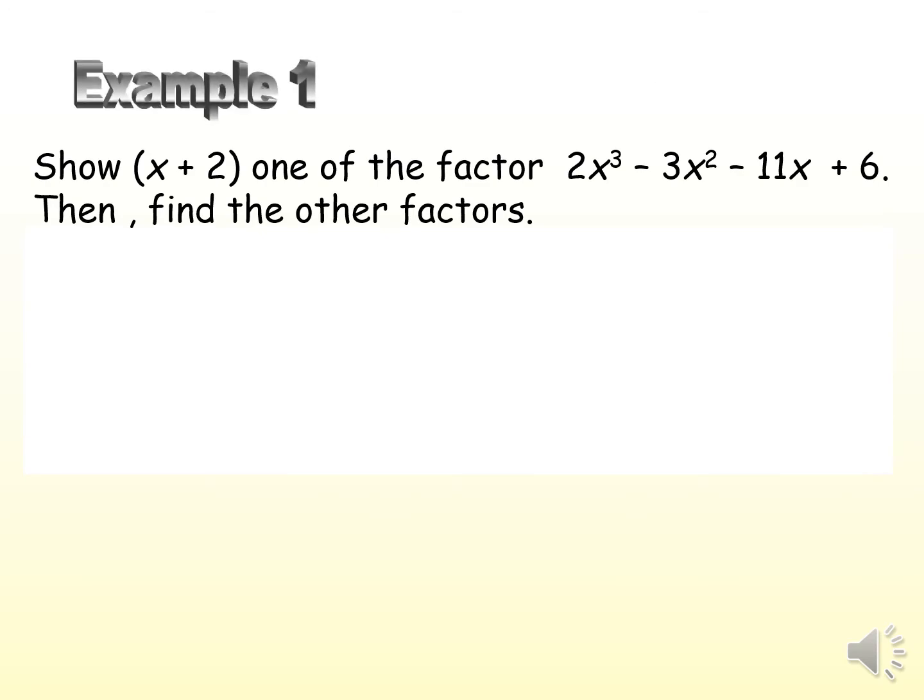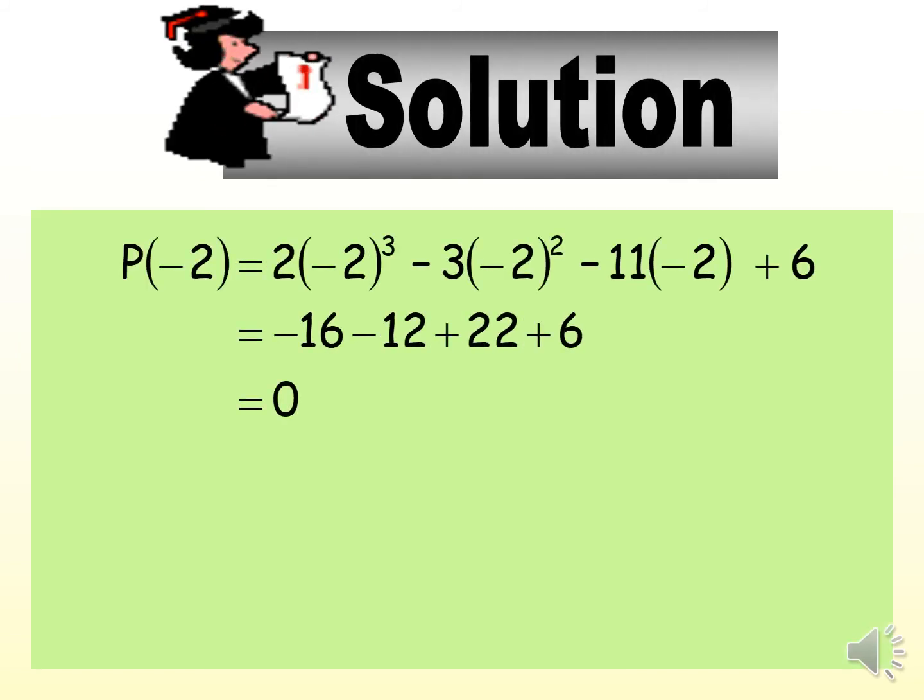Example 1. Show x plus 2 is one of the factors of 2x^3 minus 3x^2 minus 11x plus 6. Then find the other factors. To show that x plus 2 is one of the factors, we can use the factor theorem, which means when the remainder is 0, x plus 2 is one of the factors.